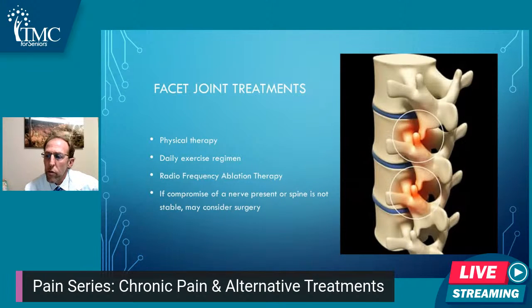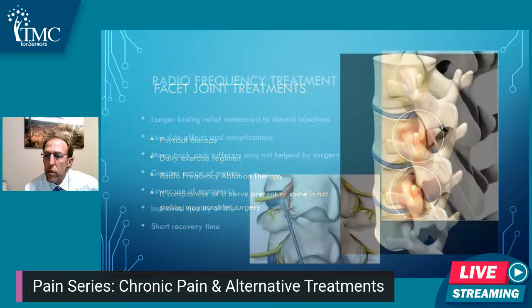So the nerve that serves this joint can be interfered with by radiofrequency interventions, and that is the radiofrequency ablation therapy. So surgical intervention is considered as we might lose function or the nerve is compromised.